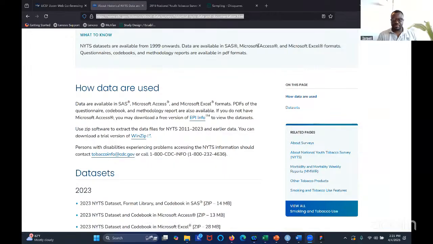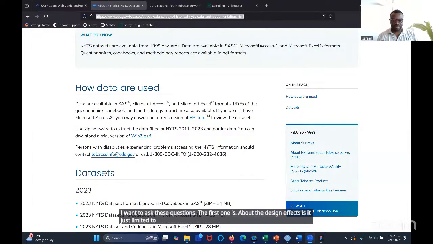Thank you very much for another wonderful and interesting session tonight. I want to ask these questions. The first one is about the design effects. Is it limited to just cluster sampling techniques? I think I overheard you say we could also use design effect when doing random sampling and use the value of 1.